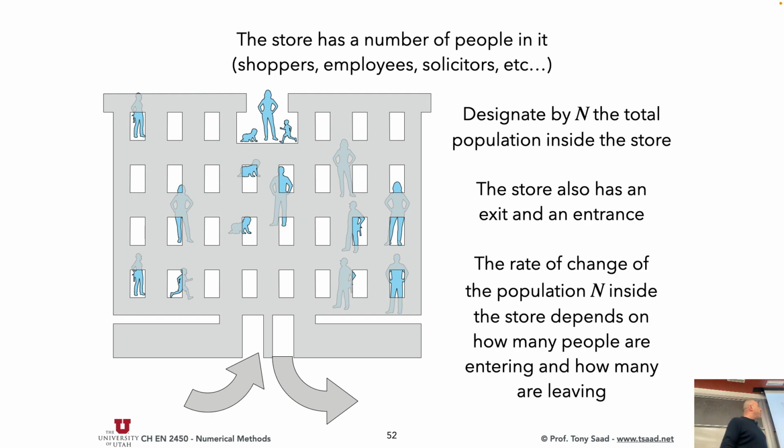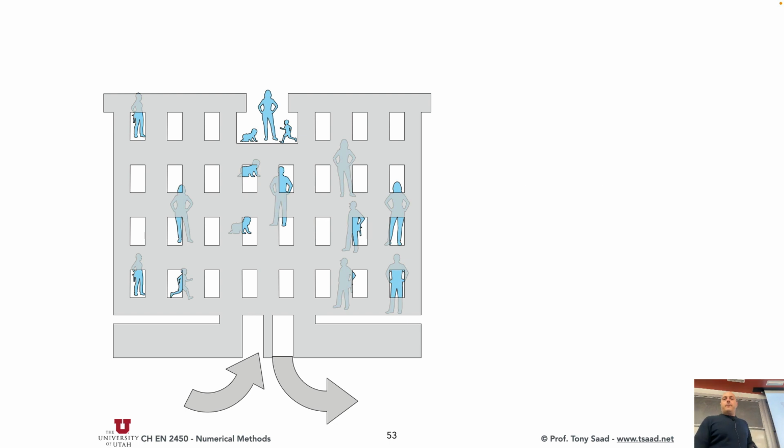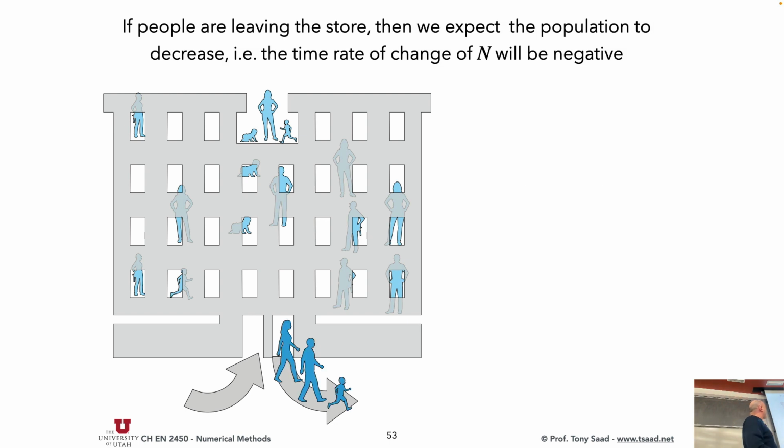The rate of change of the population n inside that store, inside that compartment, depends on how many people are entering and how many people are leaving. Just basic conservation, right? And here's how to think about it in terms of ODEs. If people are leaving the store, then we expect the population to decrease. That is, the time rate of change of n to be negative. So in other words, dn by dt is equal to minus r out, or the rate of people leaving the store. So let's say there's 10 persons leaving per hour. Then dn by dt is minus that rate of change, people going out.